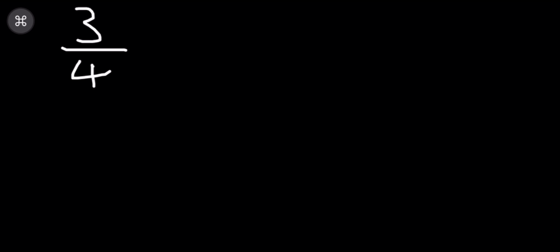Let's start with the easiest method. Divide, then multiply by 100. Here's the rule. For fractions, divide the top number, the numerator, by the bottom number, the denominator. Multiply the answer by 100.